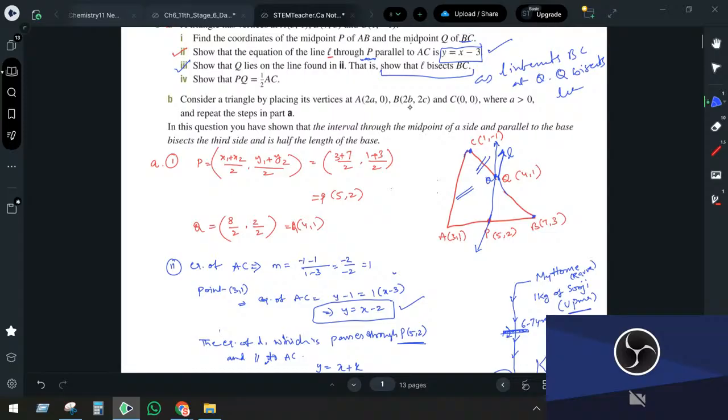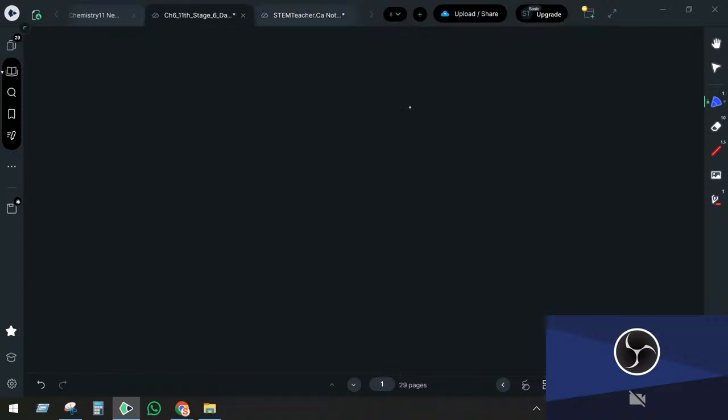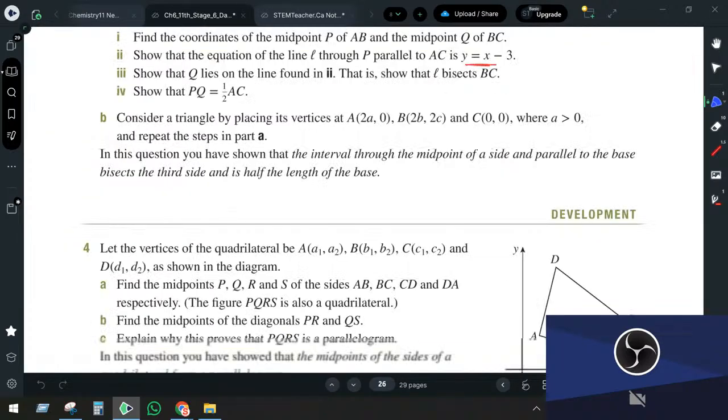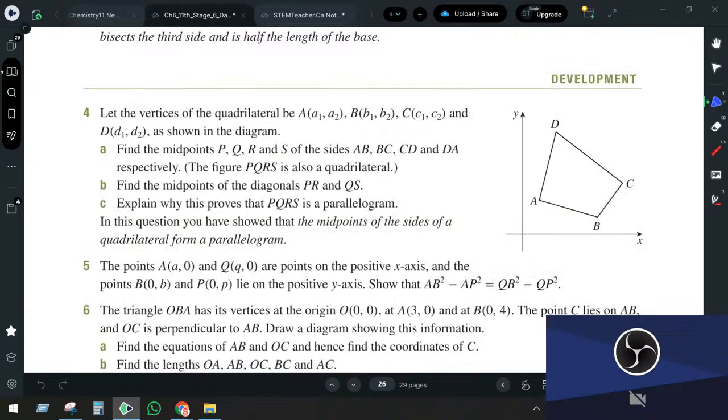And show that PQ = 1/2 AC. Distances you have to find. Consider the triangle ABC and repeat the process. I think we can stop there with the third question. Go to the next one.